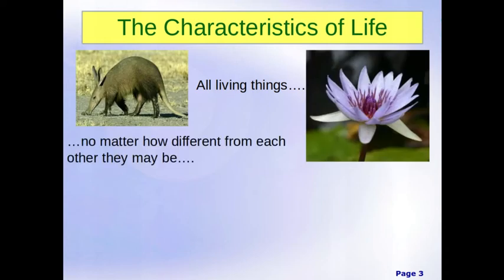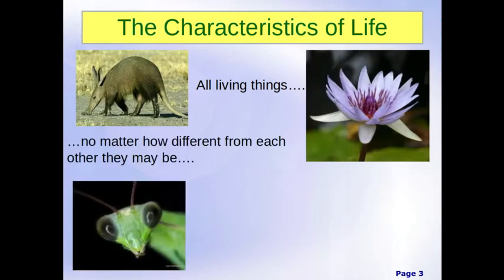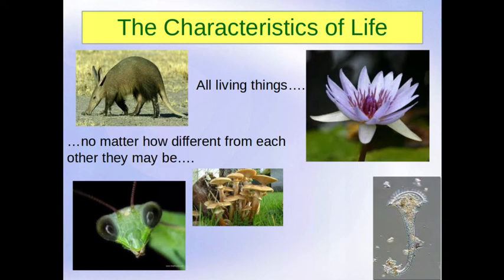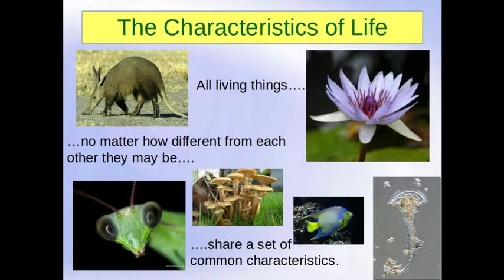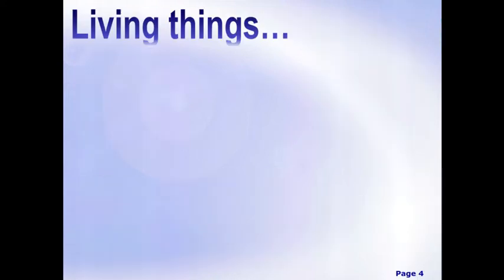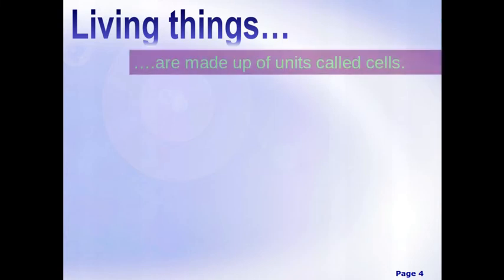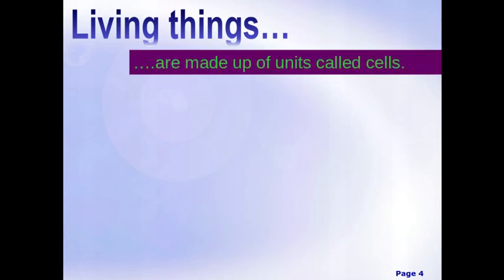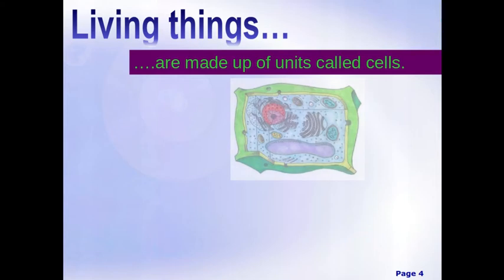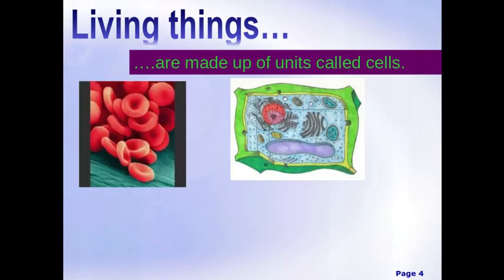Like I kind of said, all living things, no matter what they look like or how complex or how simple or how different they're going to be, are going to share a common set of characteristics. So these characteristics are what we're going to put into our notes as a list. So all living things are made up of units called cells. We can have plant cells, or we can have animal cells.